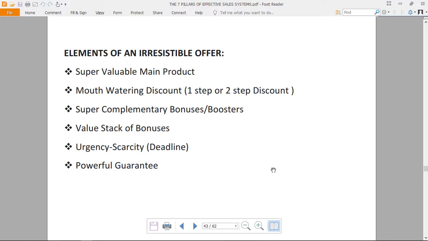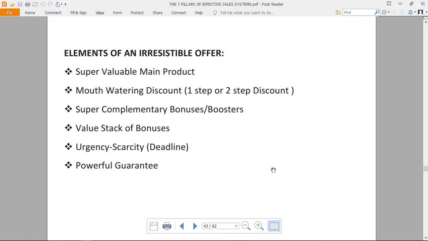Then number two, we don't want to do whatever that person is doing where price is the only attracting factor. We now add super complementary, highly valuable bonuses or boosters. It could be 2, it could be 3. Now you don't want to add too many bonuses. These are another crime people commit. They can add like 30 bonuses. Who has time to go through all that? Pick the best 3, the best 4, the best 5. They must be super complementary.